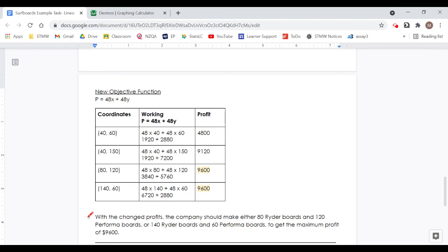So what we need to do now is write about both of those 2 points that have that same maximum profit. So with the changed profits, or whatever new thing has happened in your situation, but here with the changed profits, the company should make either 80 rider boards and 120 performer boards, or 140 rider boards and 60 performer boards to get that same maximum profit of $9,600. If you can do up to there, then you have got merit.